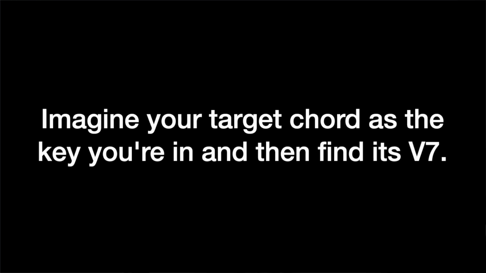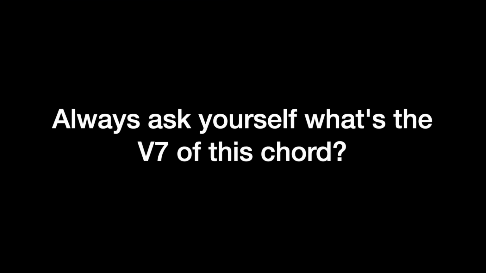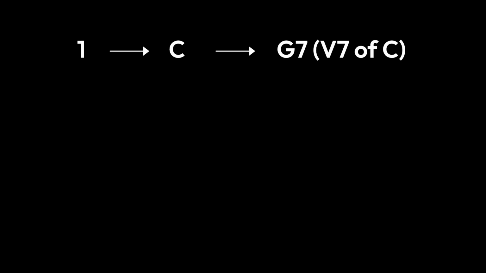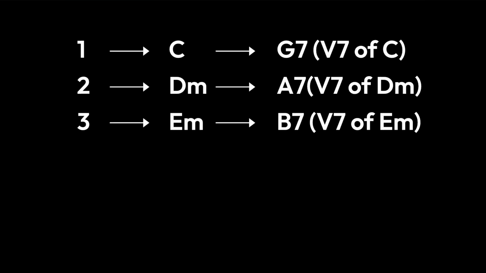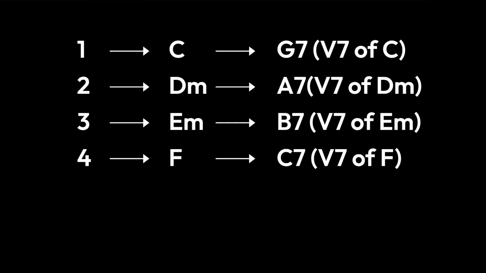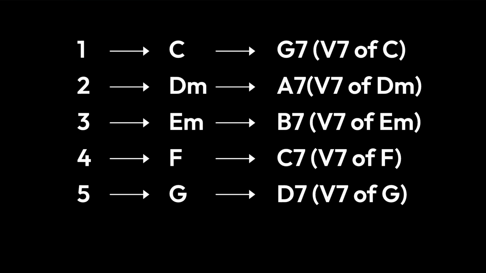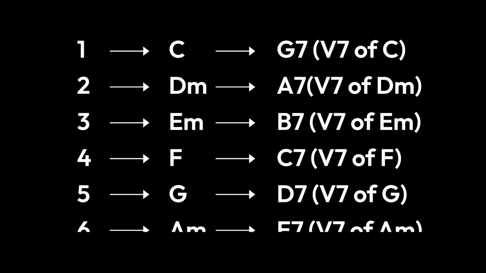So let's talk about finding secondary dominants. What's the formula? Well, it's actually the 5/7 of any chord. So to find a secondary dominant, take any chord within the key and ask yourself, what's the 5/7 of this chord? So again, in the key of C, my dominant 7 or 5/7 is G7. My 2 is D minor, and the 5/7 of D minor is A7. My 3 is E minor, and the 5/7 of E minor is B7. The 4, F, and the 5/7 of that is C7. G being my 5, the 5/7 is D7. And the 6, A minor, and my 5/7 of A minor is E7.